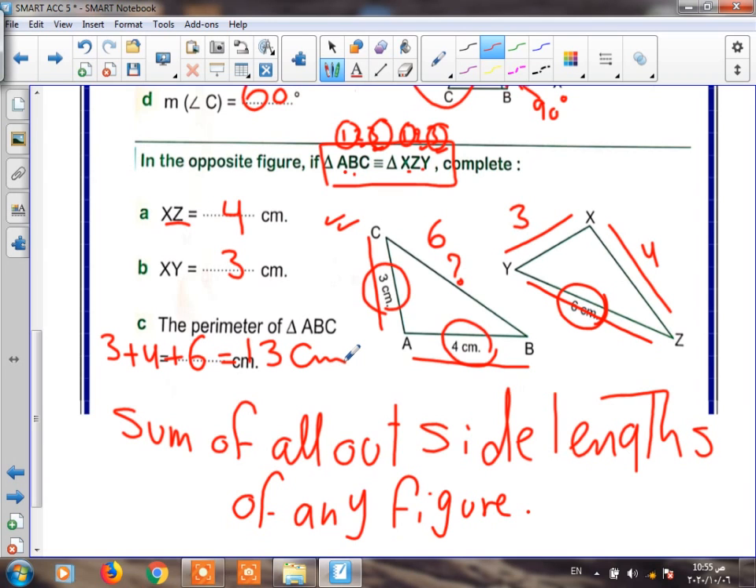So again, to get the perimeter, I must complete all the information around the triangle from the other triangle. Here I have triangle ABC congruent to XYZ. AB equals XZ, so XZ also equals 4. BC equals ZY, so BC also equals 6. AC equals XY. AC equals 3, so XY also equals 3. So here I have all of the information. How can I get the perimeter? I will add all of the sides. 3 plus 4 plus 6 equals 13.